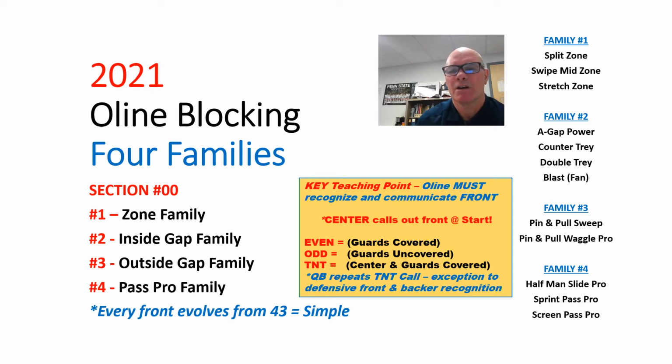Key point, the O-line must recognize and then communicate the front at the start of every play. So the center will call out those fronts. Again, there's 3 types, 3 calls: even, guards are covered; odd, guards are uncovered; and TNT when the center and the guards are covered. For defensive recognition, everything kind of evolves from a 43. That helps keep it simple.